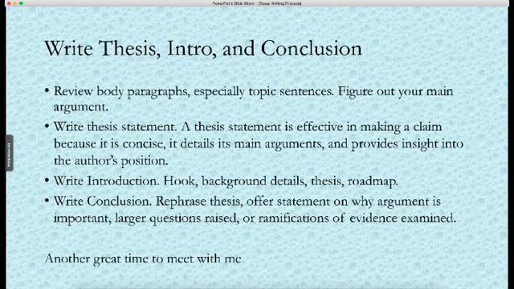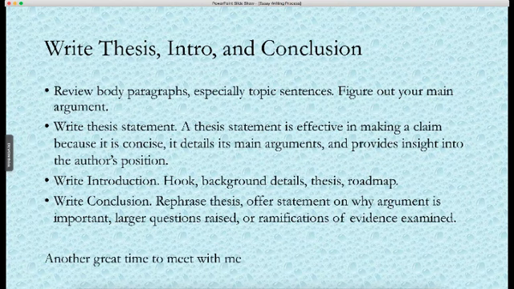At this point, you have your body paragraphs written. You have the main points of your essay pretty well articulated. You know what you're arguing, basically. Your thesis statement is the next thing you want to work on.